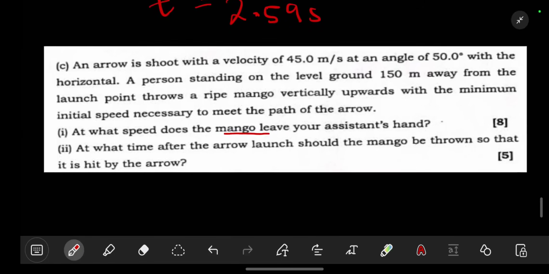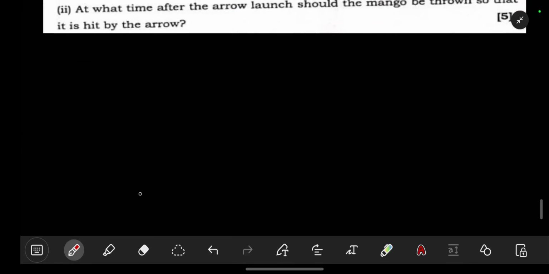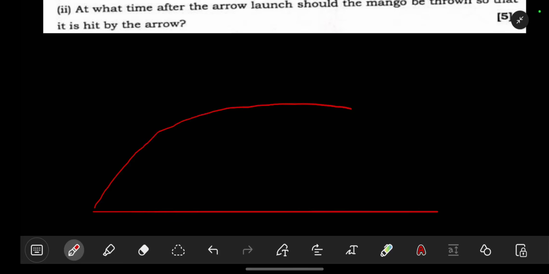So this person is 150 meters away. The ability to create pictures is what is important in physics. So we have the arrow, it's moving like that. Then this person has to throw the mango so that it hits the arrow and is stopped in its tracks.